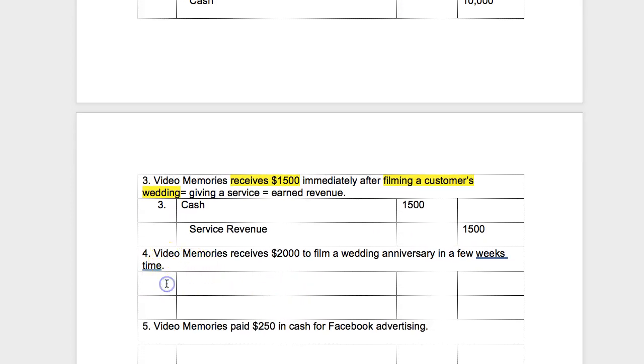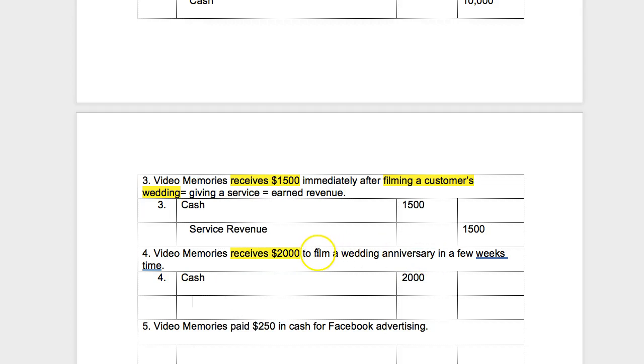Number 4, Video Memories receives $2,000 to film a customer's wedding in a few weeks' time. So again, receiving cash. So you might see the pattern. We received cash in question 3. We received cash in question 4. Every time we receive cash, it's always going to be a debit. Now we just need to figure out what to do for the credit.